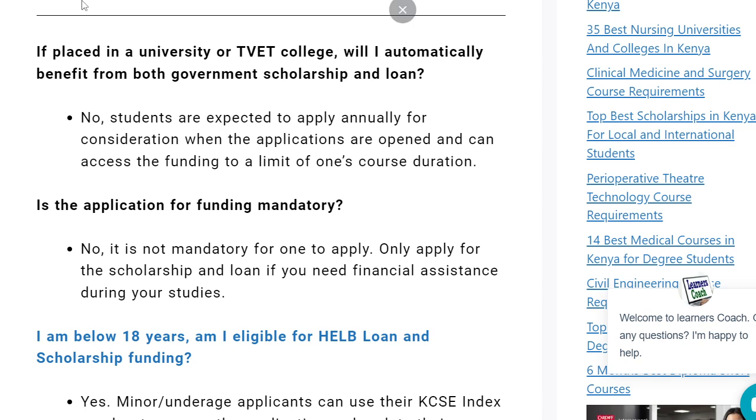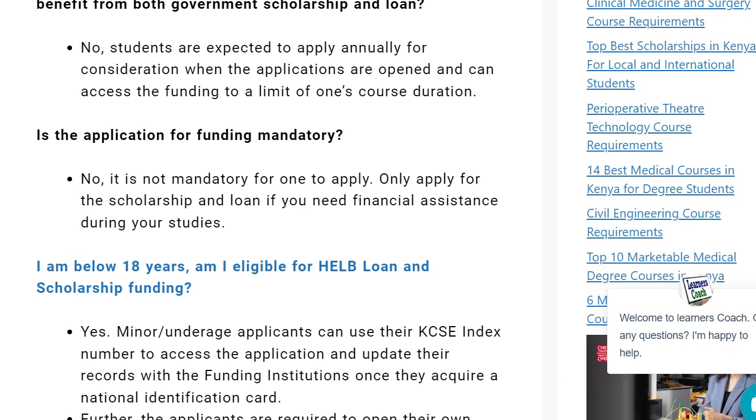So I believe those questions settle some of your doubts, or rather whatever you wanted to understand about this new funding model. Maybe we can look at two or three other questions. If placed in a university or TVET college, will I automatically benefit from both government scholarship and loan? Of course, automatically no. Students are expected to apply annually for consideration when the applications are open, and can access the funding to a limit of one's course duration. So is the application mandatory? No. If you are able to sort out your financial needs, why should you go for it?